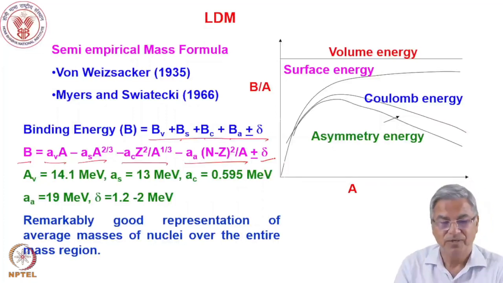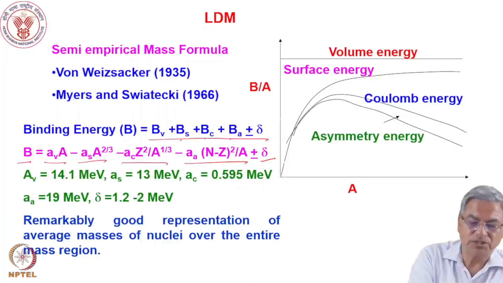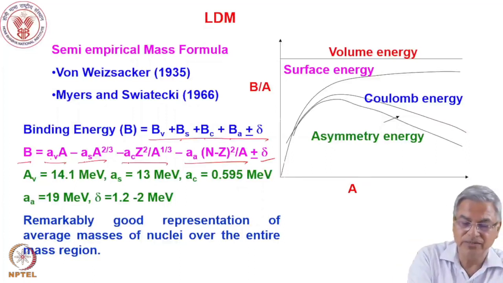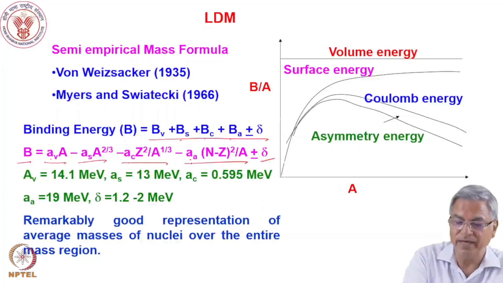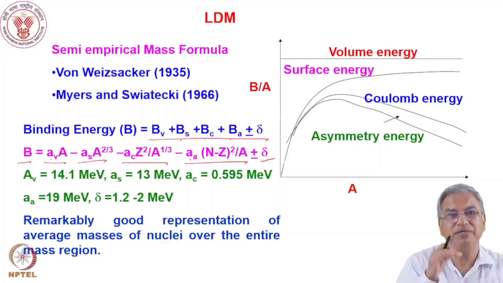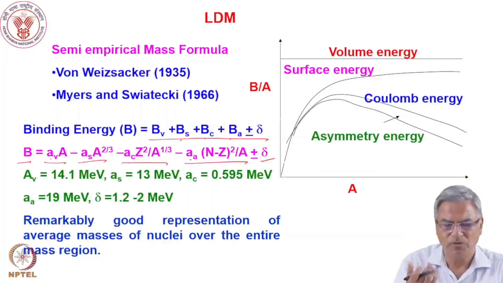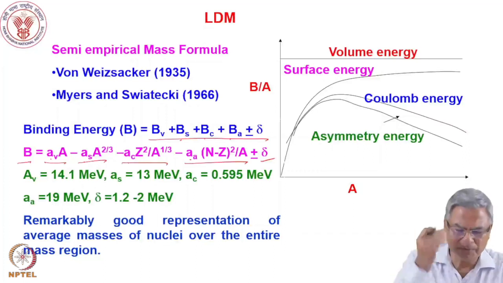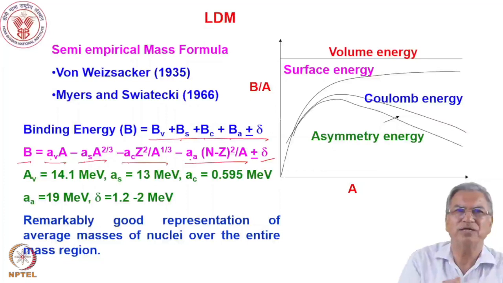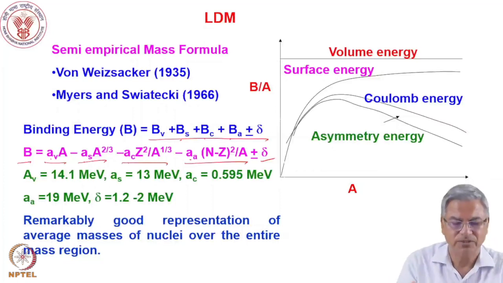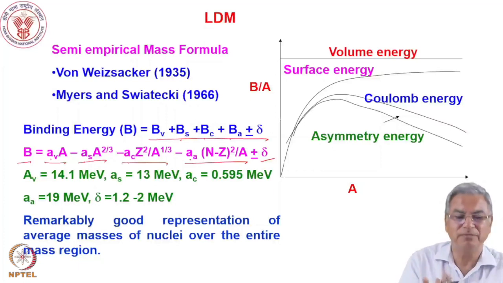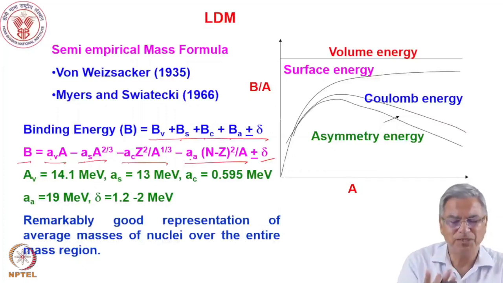There are five constants: a_V, a_S, a_C, a_A, and delta. These five constants have been determined empirically from experimentally known masses. Masses have been obtained using mass spectrometers and different other formulations. If you have the experimental masses, put them into this equation and do the fitting to get these five constants. That is how we get it. We call it empirical. Empirically we have obtained these masses, hence the name semi-empirical mass formula. The formula is based on some phenomenology, but the constants are obtained by empirical means.